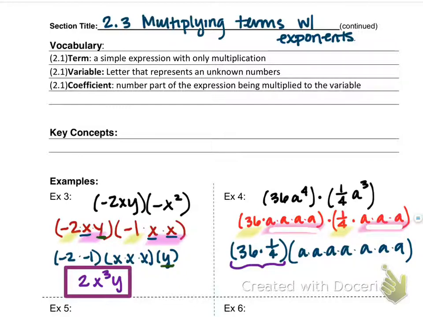So when we multiply 36 times 1/4, I'm going to end up with 9, because if I take 36 and divide by 4, I get 9. And I should have a to the 7th power, because I have 7 terms. So when I take a look at that, my answer of 9 times a to the 7th power is completely simplified.